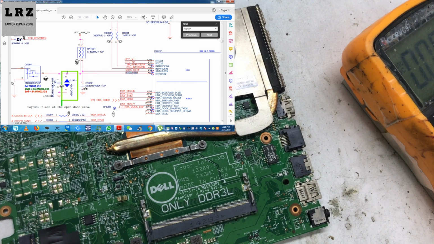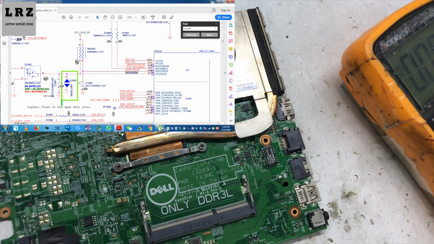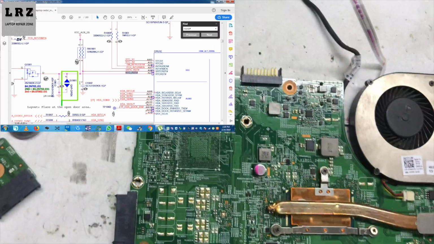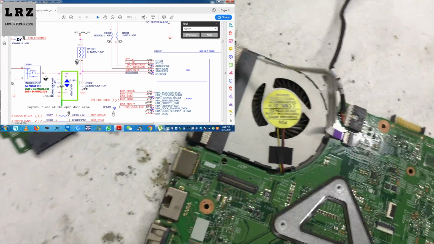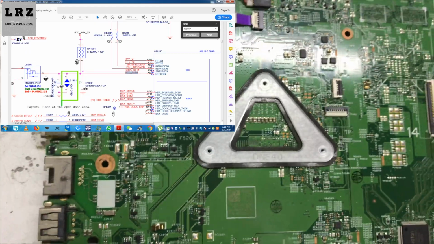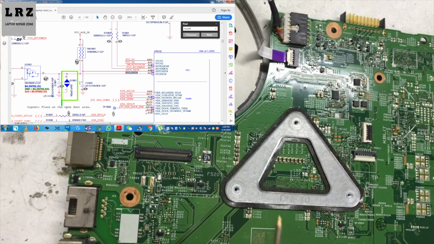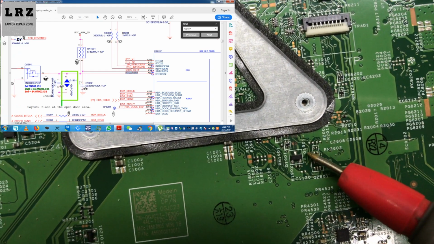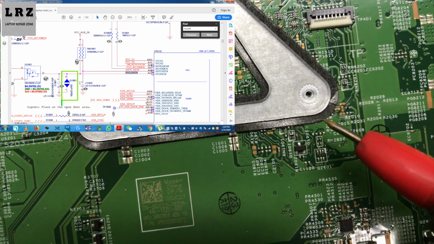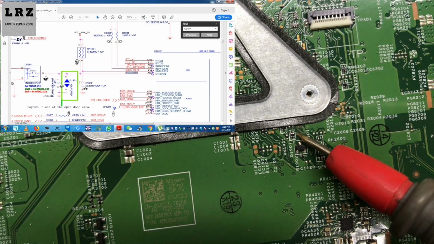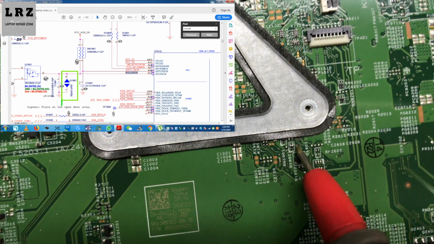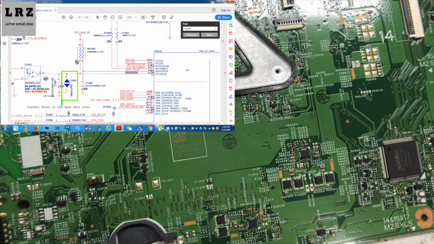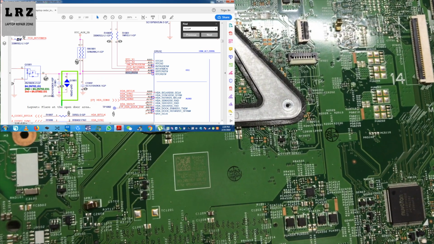So we need to find G1901. Okay, let's check on motherboard. Okay, as you can see here, G1901. So here should be 3 volt present. Okay, no voltage is present here. So in this motherboard, RTC reset signal is missing.